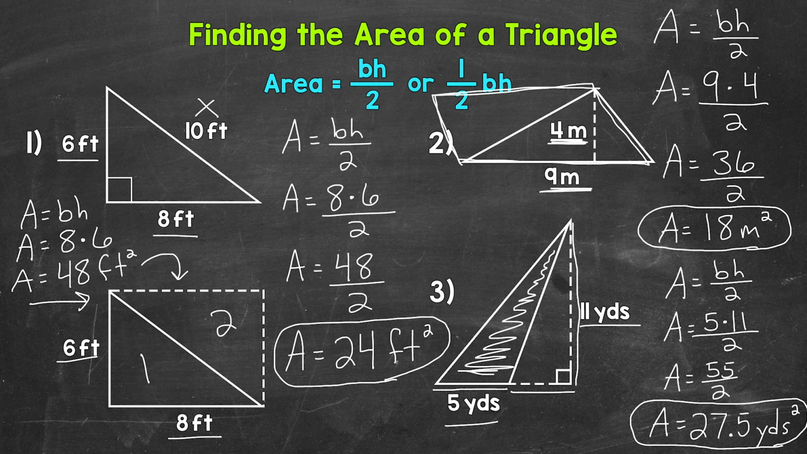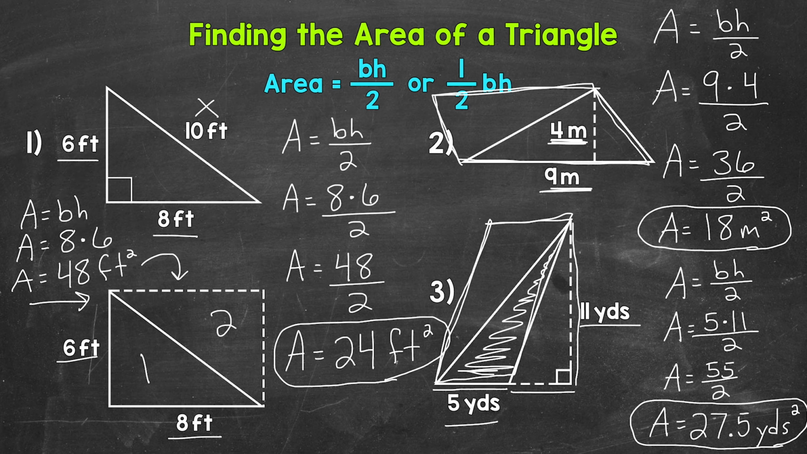Let's make a copy of this triangle as well to show the parallelogram that we took half of. So this is the copy of the triangle, and our parallelogram is right here. This parallelogram has a base of 5 yards and a height of 11 yards. 5 times 11 gives us 55. So that parallelogram has an area of 55 square yards. We took half of that in order to find the area of the triangle.